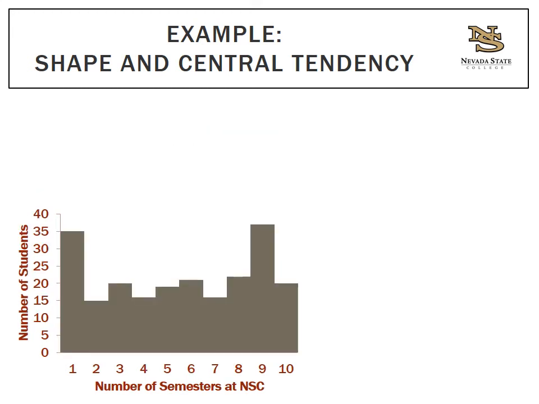Now let's look at another distribution of sample of students from Nevada State College, seeing how many semesters they've been at NSC. So in this case, we have a bimodal distribution where 1 and 9 are by far the most frequently occurring values, and everything else is kind of low frequency compared to those two. In this case, our mean would be 5.570, so that would be around like here-ish, and let's make that line a little smaller here, like here-ish.